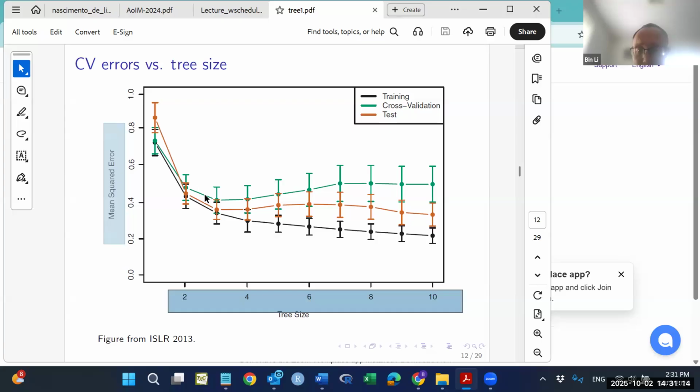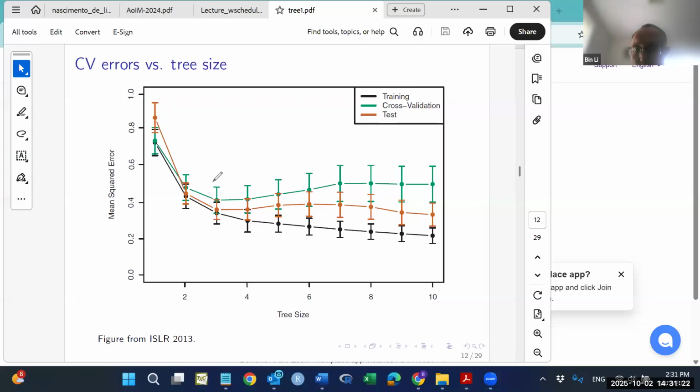So you can see the cross validation error on the tree size. You can see what is the optimal one that minimizes the cross validation error. It's the tree size around 3, right? And the training one, that's the black curve. You see when the tree becomes more and more complicated, it's monotonically decreasing. So that's why you cannot use the training errors. But the validation goes U-shaped.